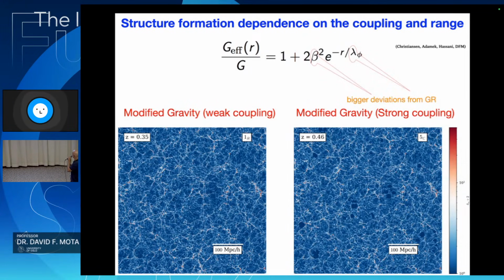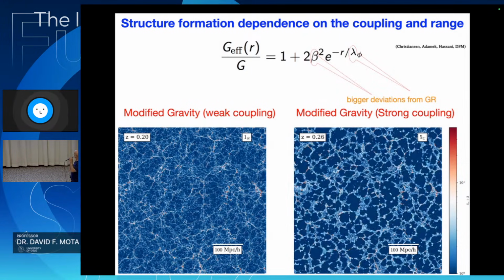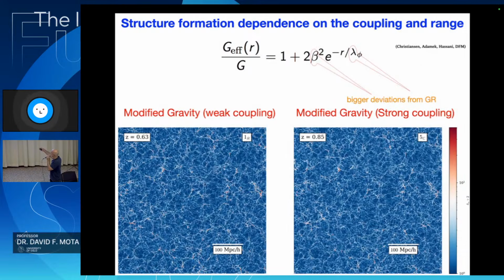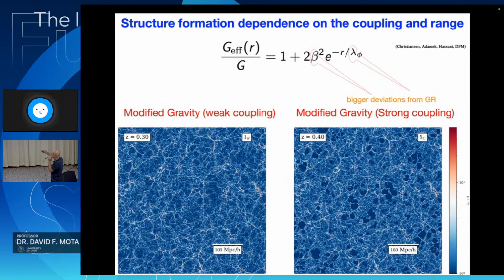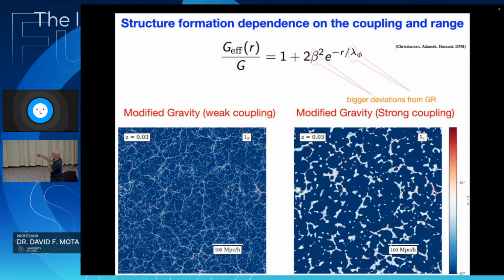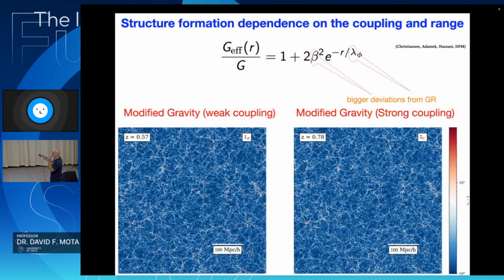Here I'm showing you now a much more extreme model, as you can see. Yeah. So here I'm showing you two modified gravity models. Yes. This is the scale 100 megaparsec, so this is a much larger scale. So remember, like a galaxy cluster is 1 megaparsec.